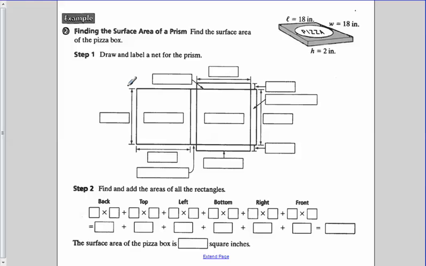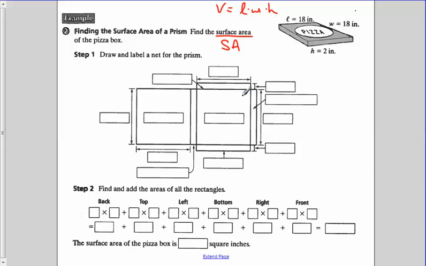Alright, now we need to look at finding the surface area of a prism. Let's use our pizza box as an example. On my pizza box, up at the top, I see that my length is 18, my width is 18, and my height is 2. To find the volume is length times width times height. But I'm not finding volume, I'm finding the surface area. So surface area is finding the area of each side and adding it together.